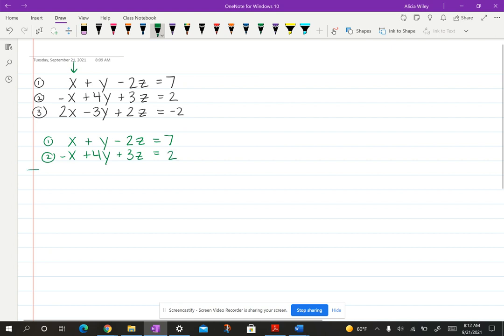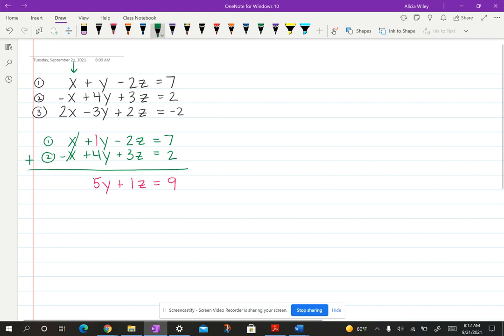Since the x's are already opposites, I don't need to do any multiplying, so I can just add the two equations and eliminate the x's. So those cancel out, leaving me with 5y, because this is a 1, plus 1z, or you can just write z, equals 9.